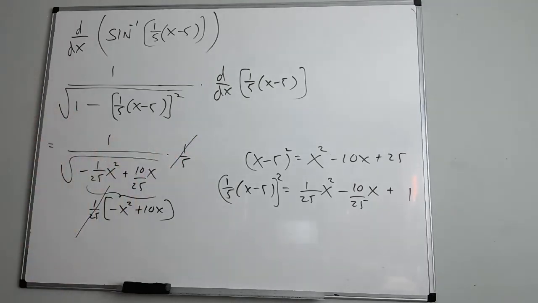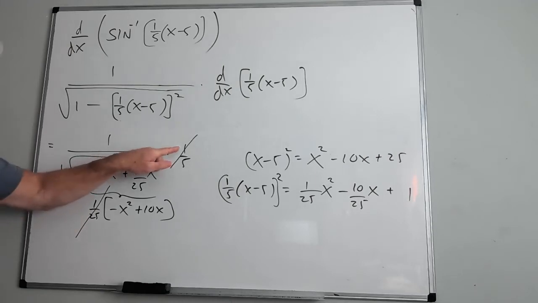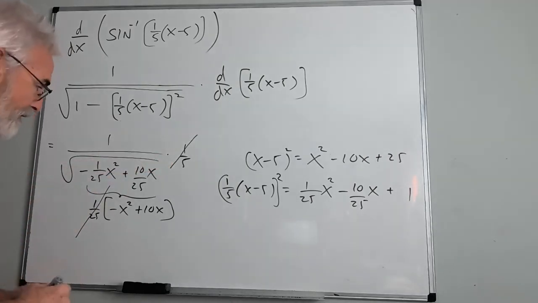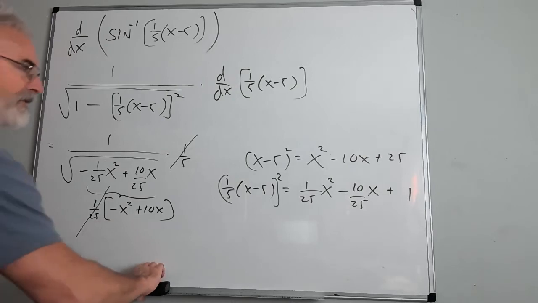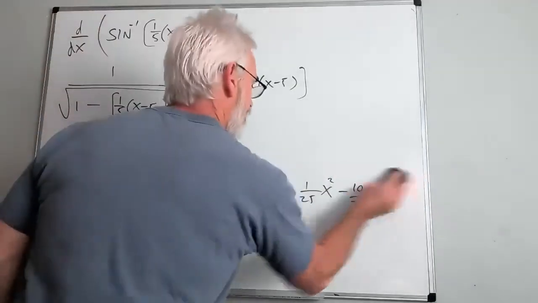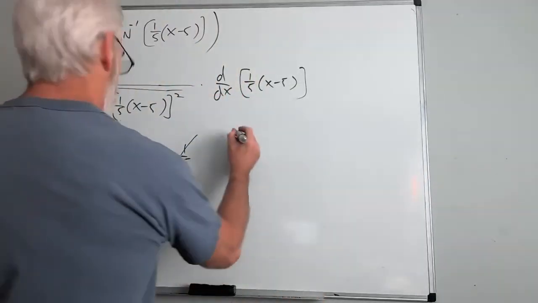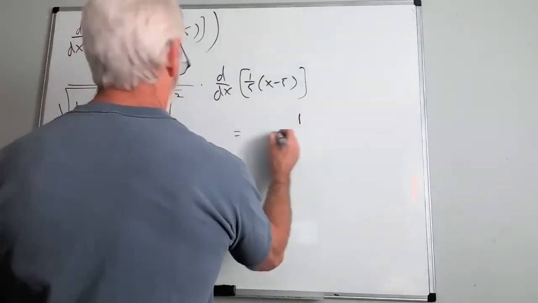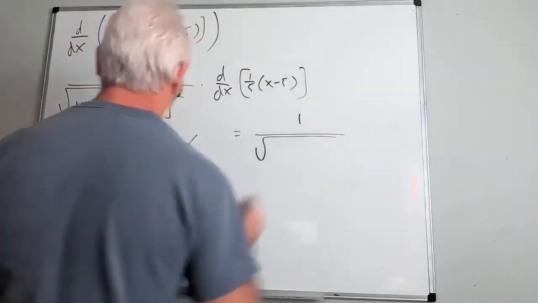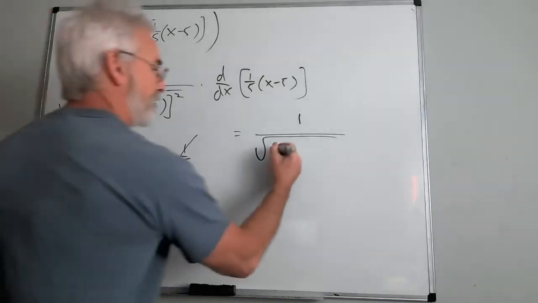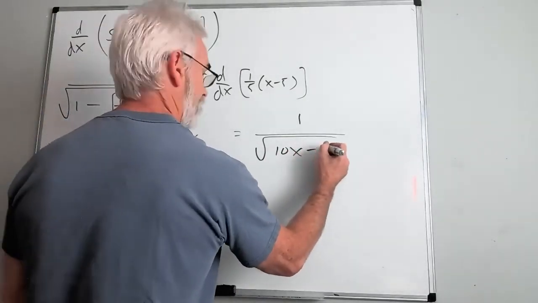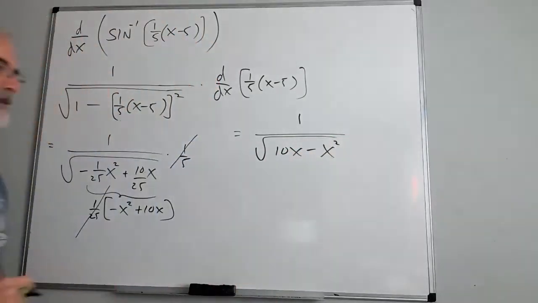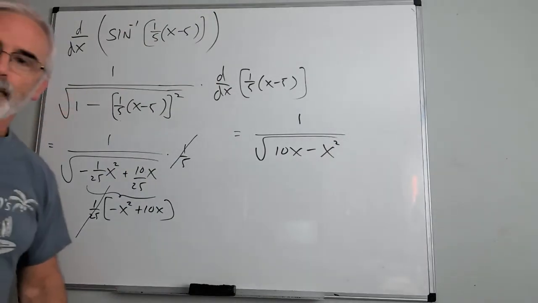Whoa. That 1/25 is inside the square root, and the square root of 1/25 is 1/5. And then I have this 1/5, they are going to cancel. So after all of that work, looks like that's all that's left. Let me erase this. It appears my answer is going to be simply 1 over the square root of, I'll go ahead and write it, 10x minus x squared. I think that's prettier. Wow. So all of those fractions ended up going away.